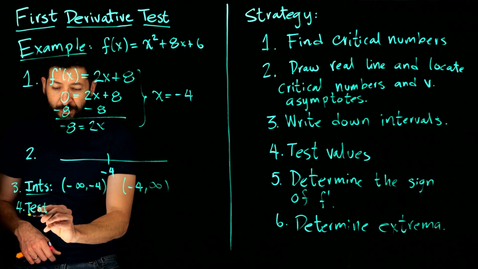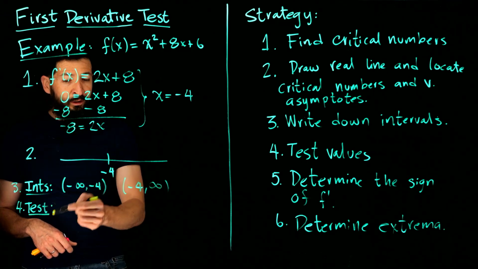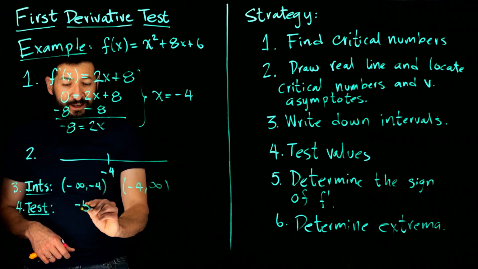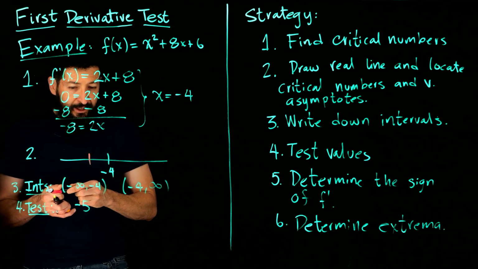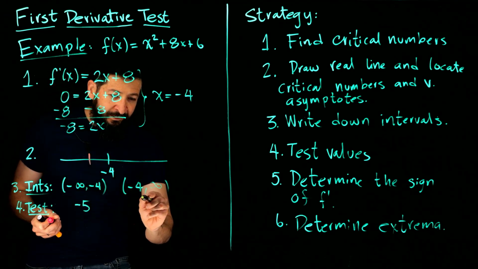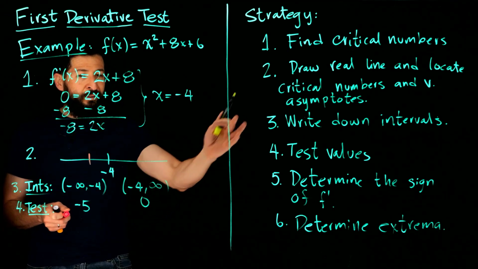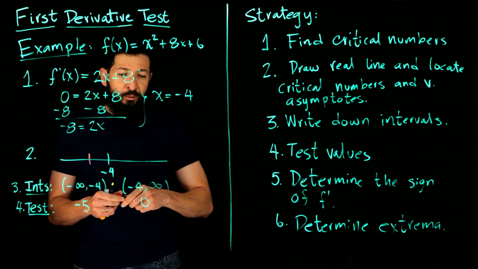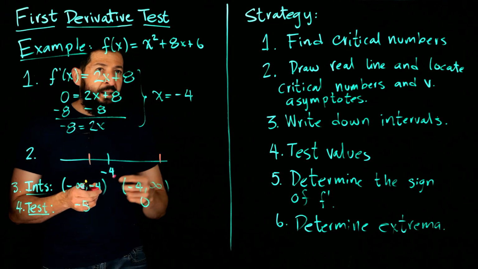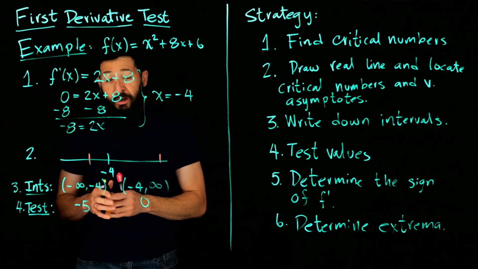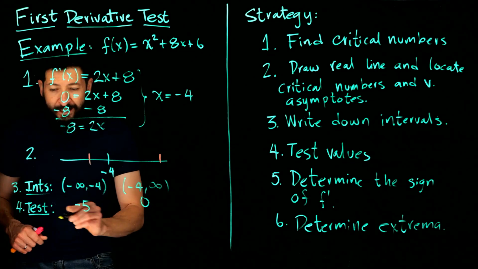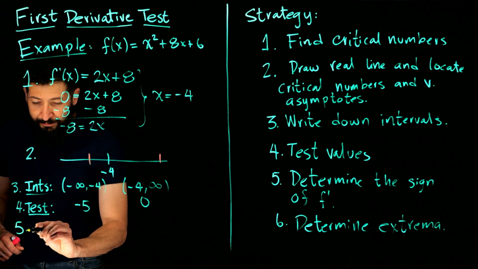So test values I'm going to pick are going to be numbers in these two intervals. So for example, negative 5, which happens to be to the left of negative 4. And let's say 0, because that's easy to evaluate, way far out to the right, but somewhere here is going to be 0. And so it's to the right of the critical number, but within the interval. So step 5 determines the sign of the derivative.